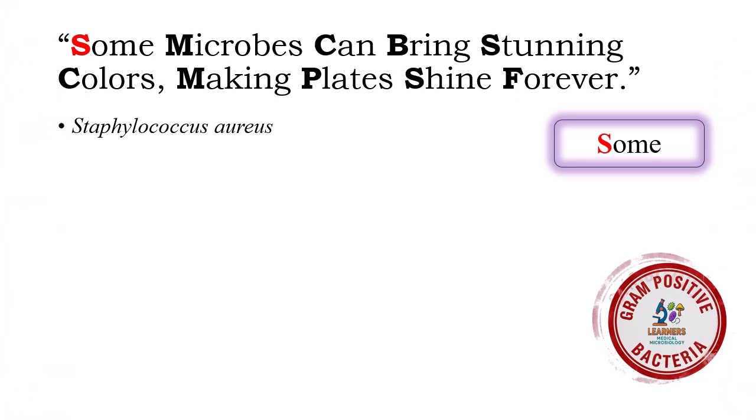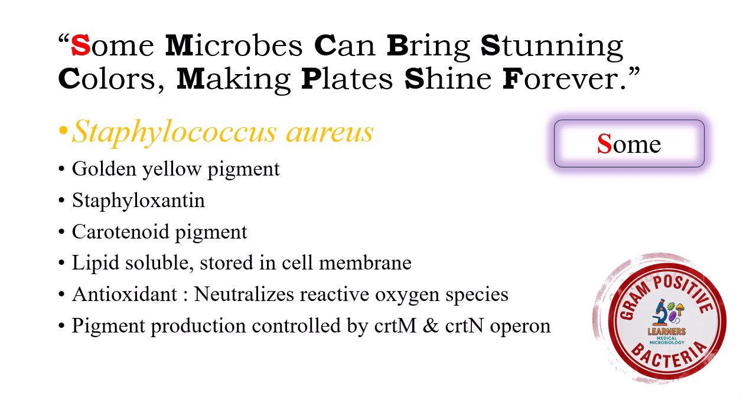So the first bacteria is our Staphylococcus aureus, which produces a beautiful golden yellow pigment. This is called staphyloxanthin, which is a carotenoid pigment. It is lipid soluble and it is stored in the cell membrane. So this basically acts as an antioxidant. So what happens? Whenever there is a reactive oxygen species being produced by the host, this particular pigment helps the bacteria nullify the effect of that particular reactive oxygen species.